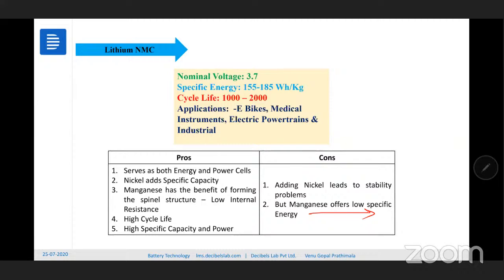So before going to other cells, I'll try to take some questions over here. Why does self-discharge occur even when the cell is not in use and not connected to any load? I will discuss that when we cover the self-discharge concept, which is coming in the coming slides. So is there a way we can prevent self-discharge? Yes, there is a way to prevent self-discharge.